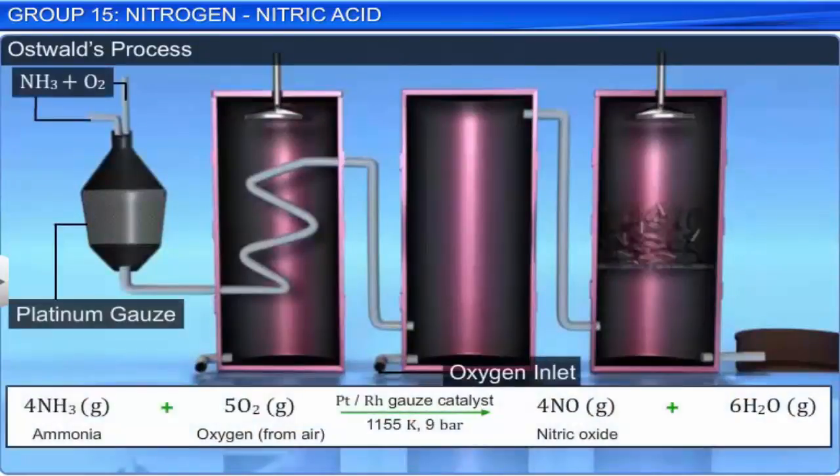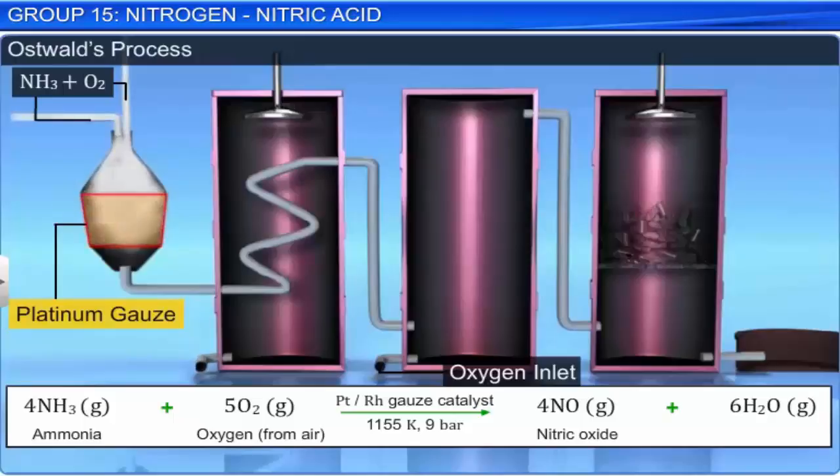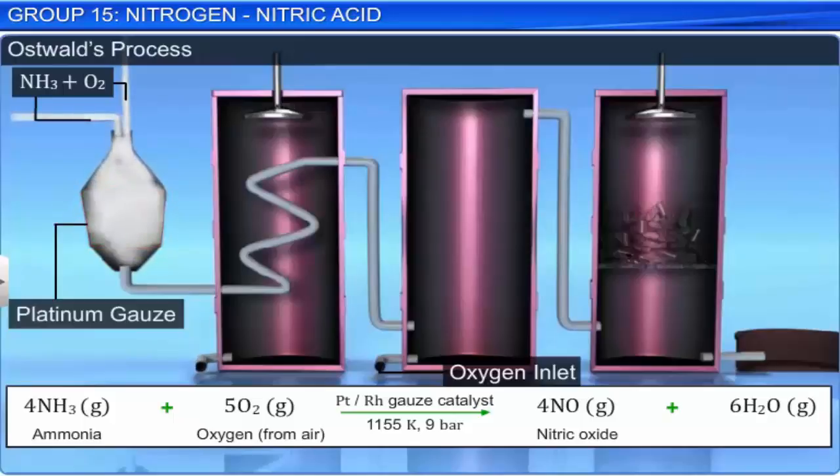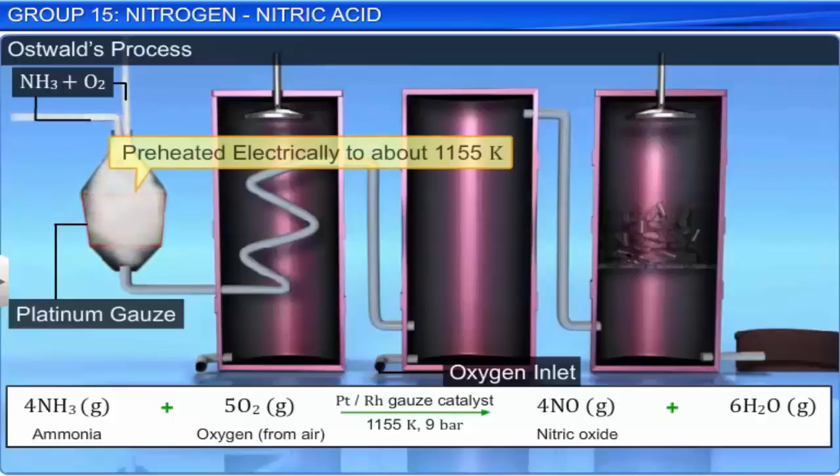First, a mixture of dry ammonia and air is passed through a catalytic chamber that is fed with preheated platinum gauze. The platinum gauze is preheated electrically to about 1155 Kelvin.